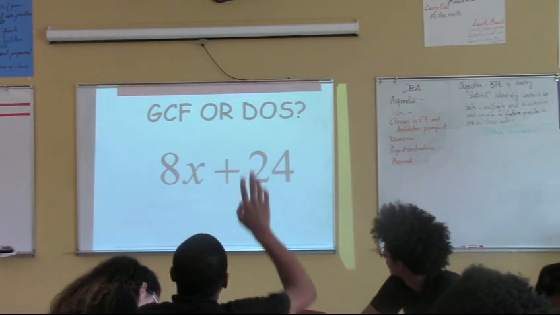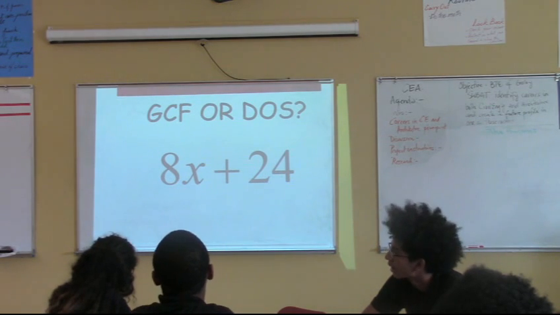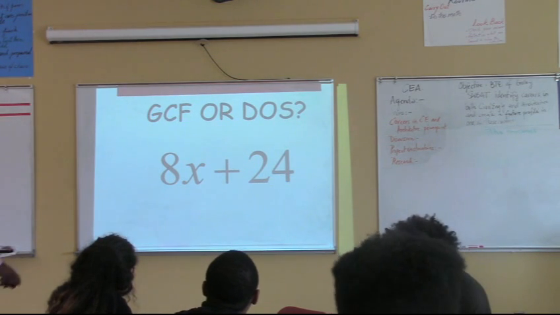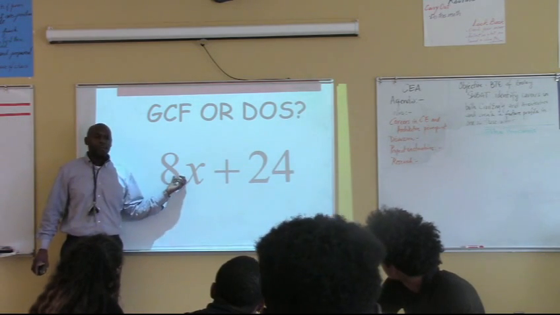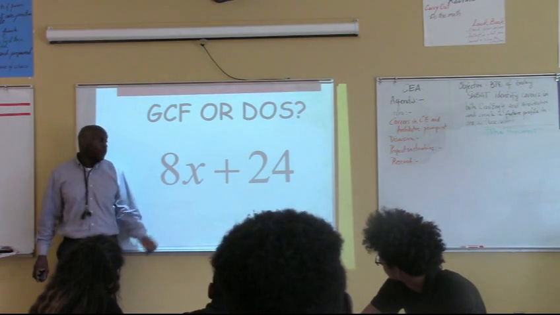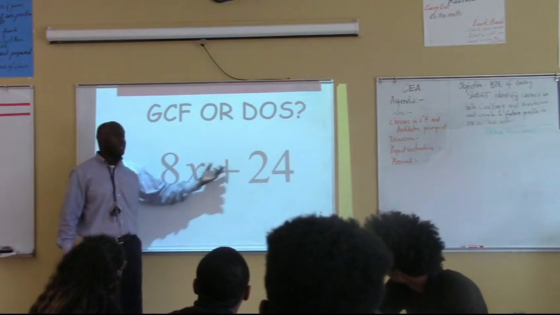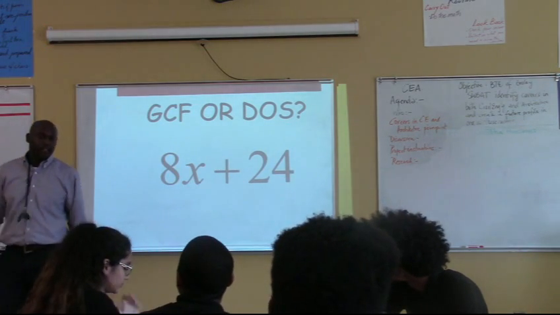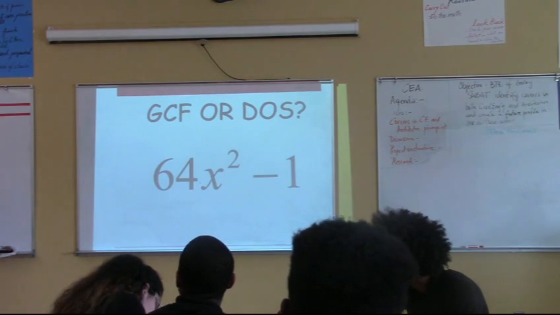I believe greatest common factor. Why greatest common factor? And what's the common factor here? 8. So if we take 8 out, we end up with x plus 3. So if we factor this, it's 8 times x plus 3. Very good, Chris. Wonderful. All right, what about this one?